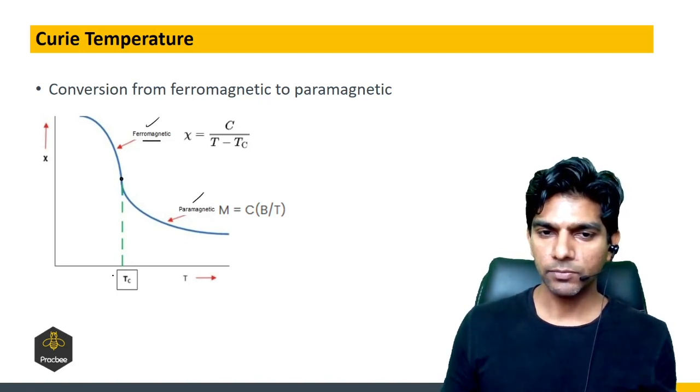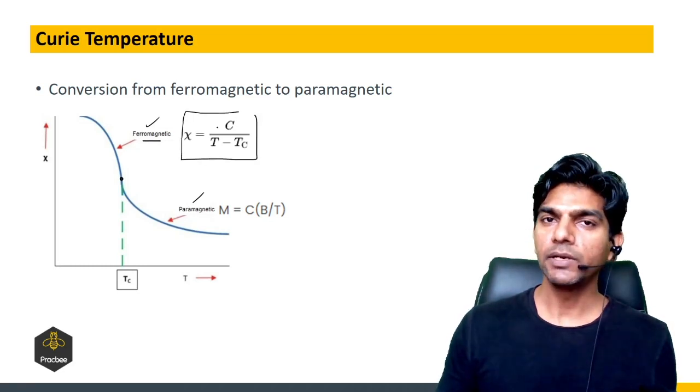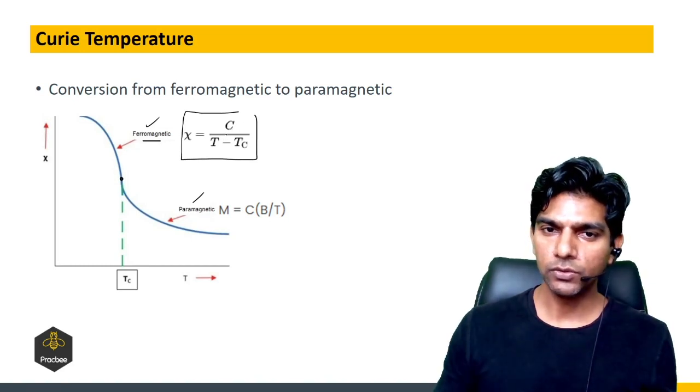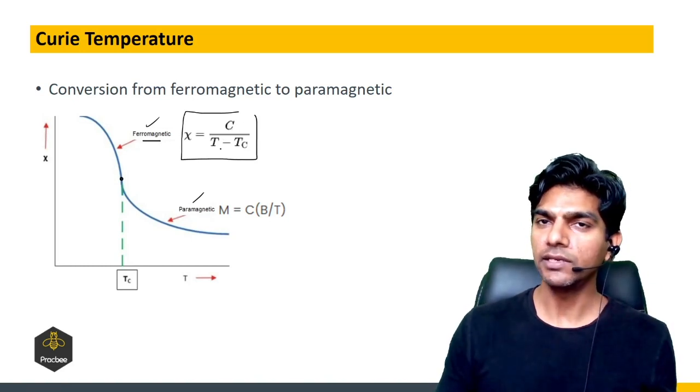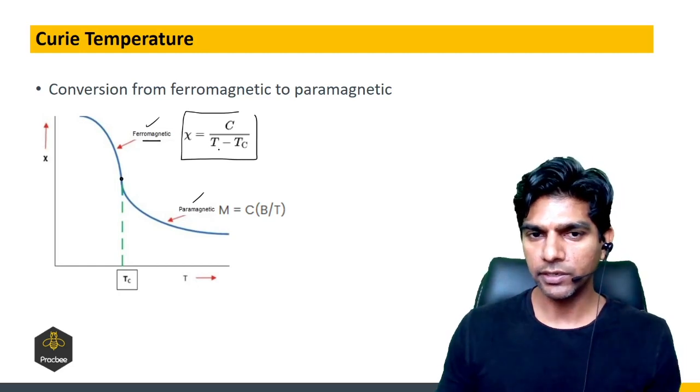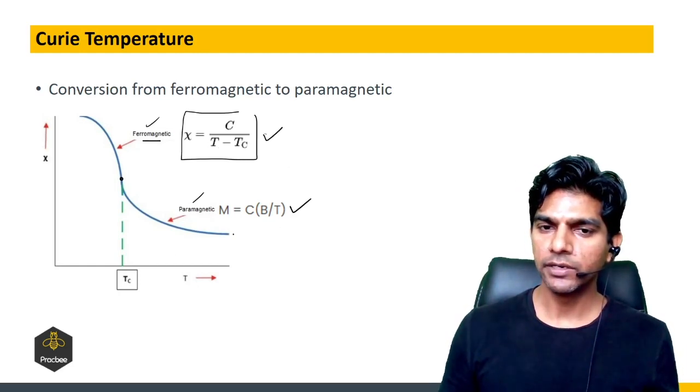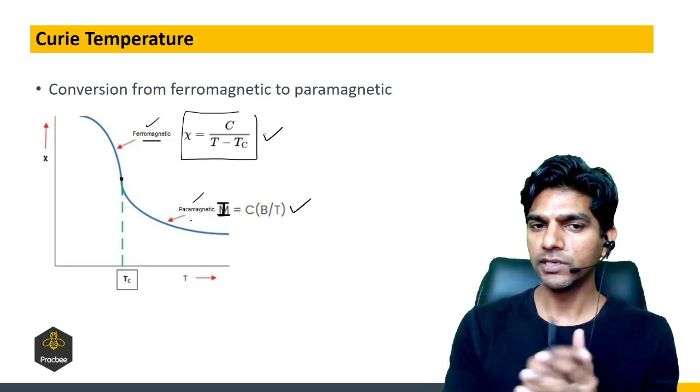Tc is the Curie temperature, and the magnetic susceptibility for a ferromagnetic material will be given by this formula, where C is the Curie constant, upon T minus Tc, where T is the temperature at a particular instant. So do remember this formula. This formula we have already discussed when we were discussing paramagnetic material. I hope this graph is clear to you.